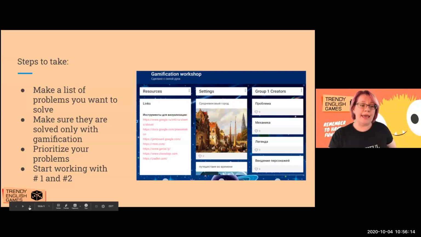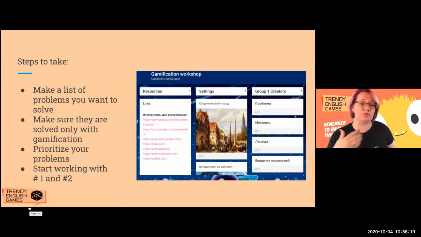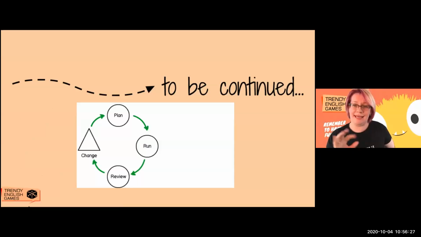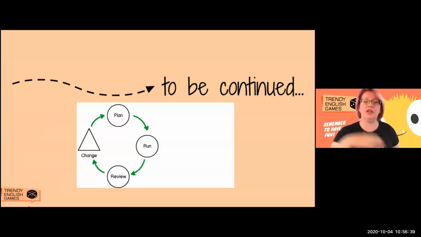Okay, and when you solve the first problems, then you can proceed to problem number 3, to problem number 4. So gamification has its beginning, but it hasn't got any ending. It is an everlasting process. You plan what you want to change in your classroom, then you do it, review, you change, and you get back and start everything again and again. Okay, that's everything I wanted to tell you about gamification within these 10 minutes.